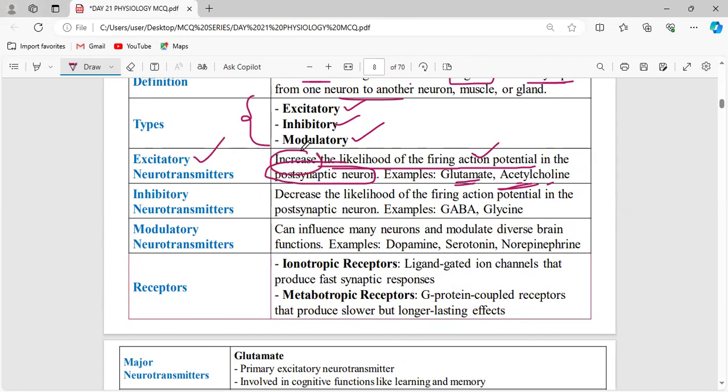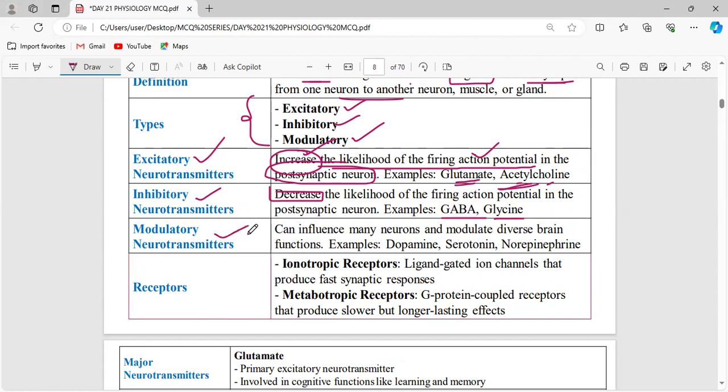Here, they increase the likelihood of firing an action potential. Here, the action potential will be generated very fast, higher, right? Inhibitory neurotransmitters decrease the likelihood of firing an action potential in the postsynaptic neuron. For example, GABA and glycine. These are related to the inhibitory neurotransmitters.